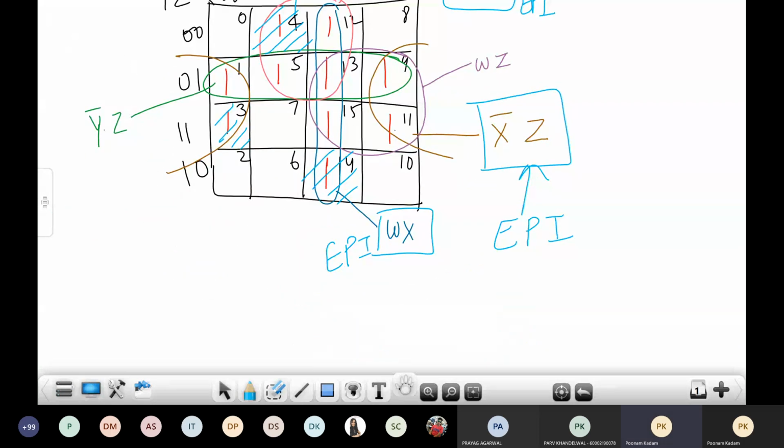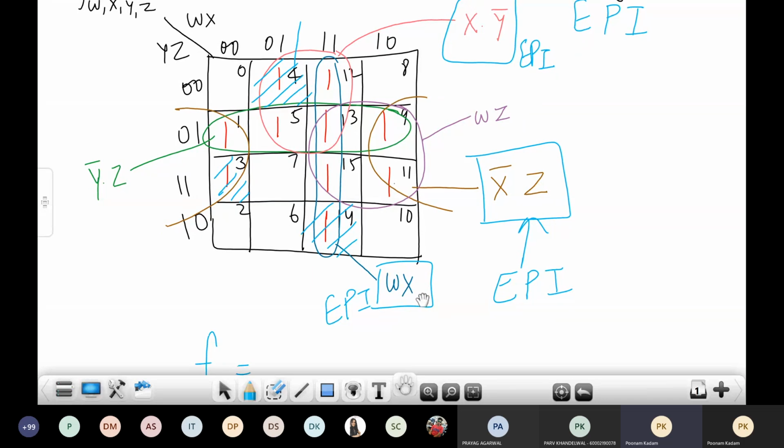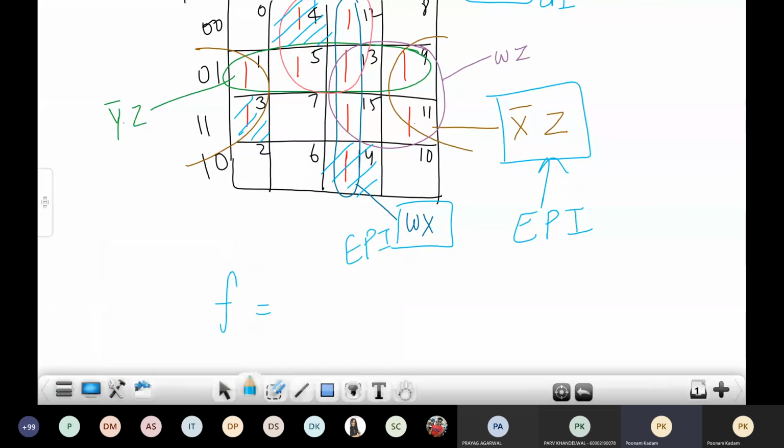So let us write the minimal expression now. The minimal expression must include these three essential prime implicants, which are XY bar, X bar Z and WX. Now let us find out whether these three essential prime implicants are sufficient to cover all one cells of the K-map. Let us identify that also.